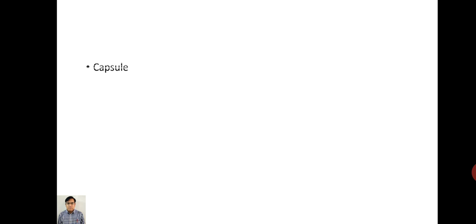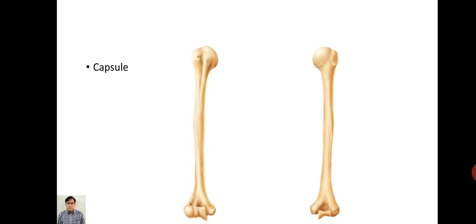Now the capsular attachment. Superiorly, the humerus articulates with the scapula and forms the shoulder joint, and inferiorly it articulates with the radius and ulna to form the elbow joint. So there are two capsules, one for the shoulder joint and another for the elbow joint. Superiorly, the capsule is attached around the head of the humerus like this, anterior aspect and posterior aspect.